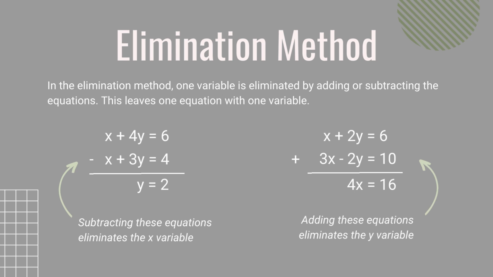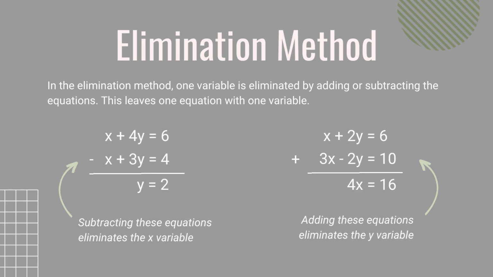The same thing with the other equation: x plus 2y is equal to 6, 3x minus 2y is equal to 10. When we add these two equations together, the plus 2y and the minus 2y cross off each other. So we are left with 4x is equal to 16.